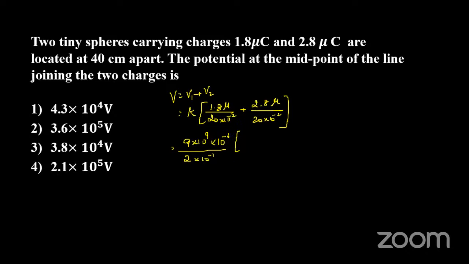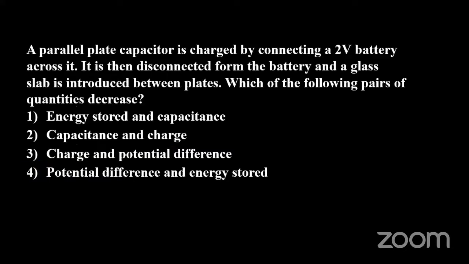1.8 plus 2.8 will be, right? So 2.8, 3.8, 4.6. It will be 2.1 times, 2, 3.2 times, approximately. Let us take 9 times 3 is 27, it should be more than or near to 27, so it will be 2.1 into 10 power 5.